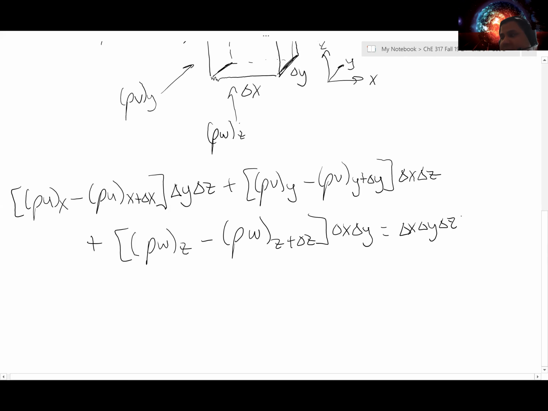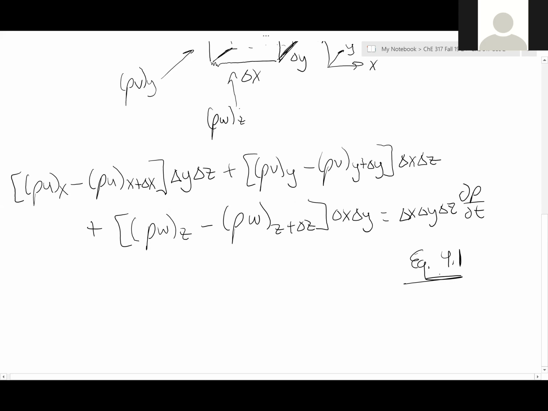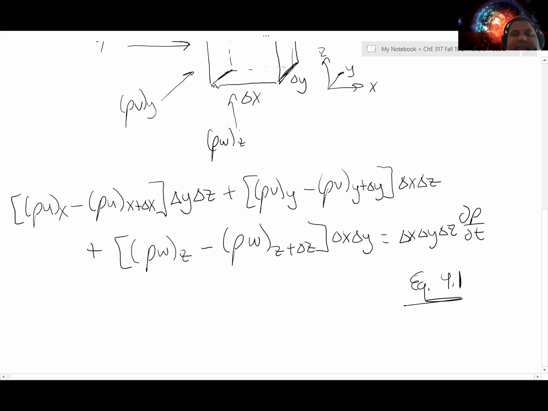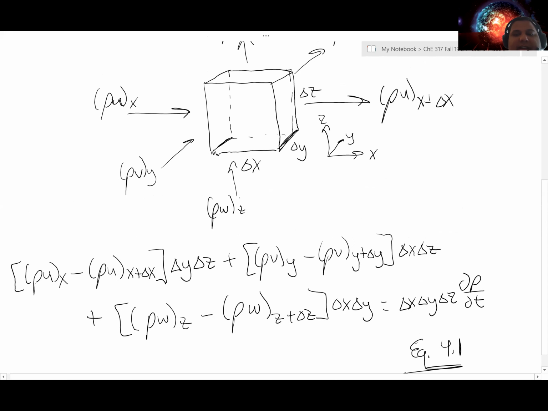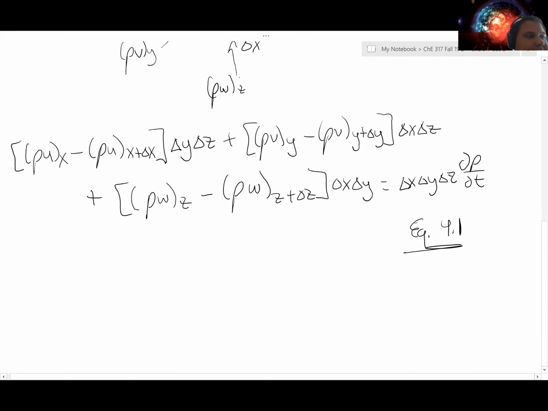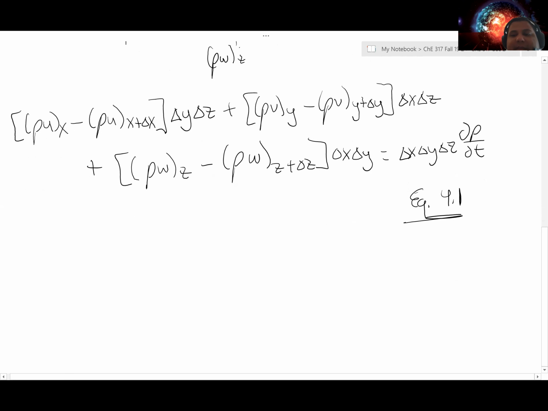And for those of you interested, this is equation 4.1 within the text, looking at that differential volume element and describing the mass balance in terms of the net accumulation. So if we divide by the differential volume element and take the limit as delta x, delta y, and delta z go to 0, we end up with our differential form of this expression.